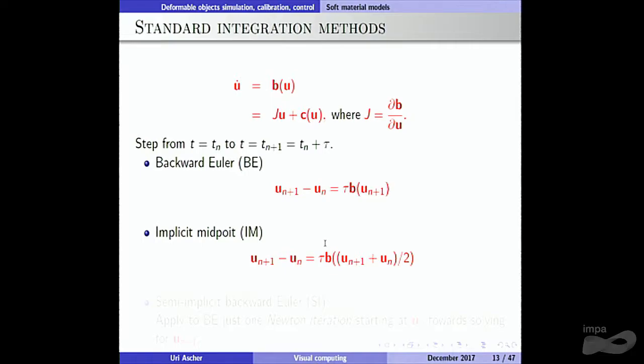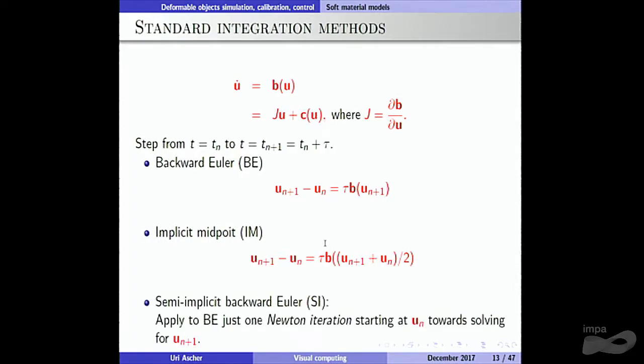And both of them actually have the unknown here, so it's a nonlinear system to solve at each n. And if you do it by one Newton method, then this is SI. I want to show you those methods in action in a moment.